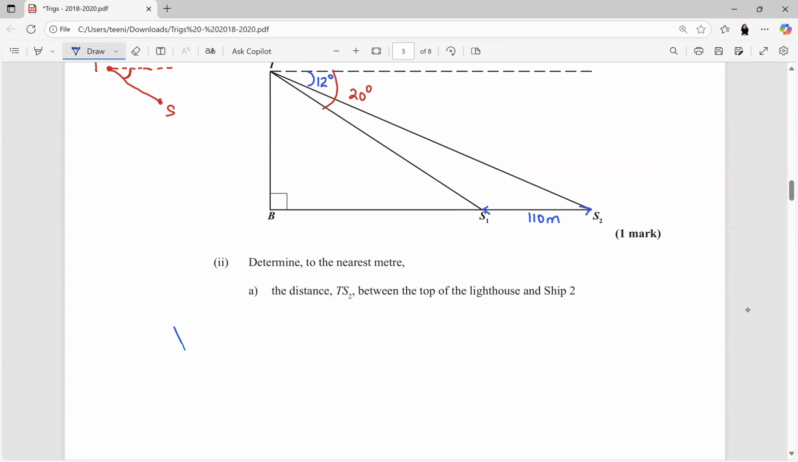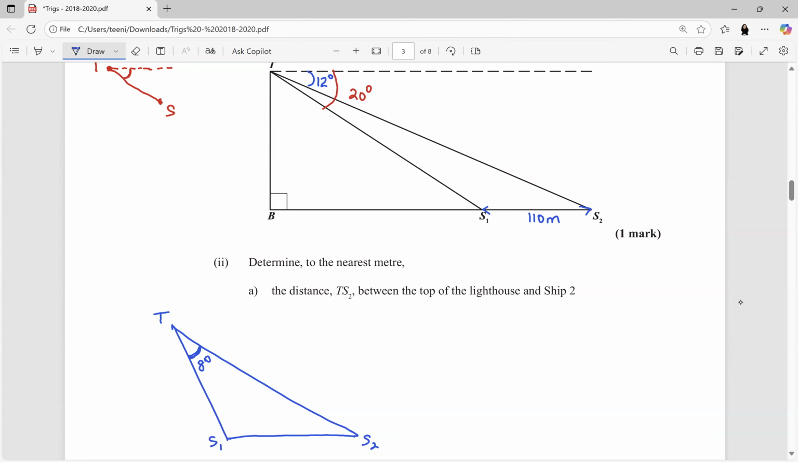So let's draw over the diagram, because we want to find out the distance. This is S1 here, and I'm going to draw it outside so that we can see it more clearly. Up here is T. This angle up here is what I'm trying to find. That's the angle between the 20 degrees and the 12 degrees. So this angle here is 8 degrees, because 20 take away 12 is 8.